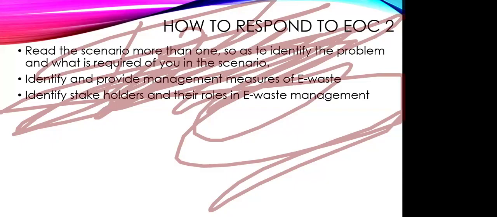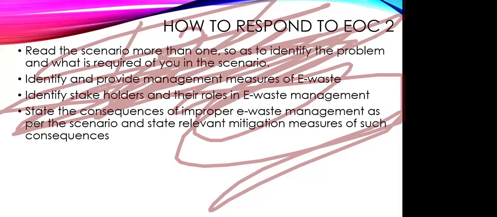Then also, you're expected to identify stakeholders and their roles. So you need to know management measures. Are you disposing of? Are you donating? Are you refusing? Are you keeping? Are you reselling? All those are management measures. Then, which stakeholder is responsible for whichever measure that you identify, and what is his or her role in the management. Then state the consequences of improper e-waste management as in the scenario, and state relevant mitigation measures of such consequences.